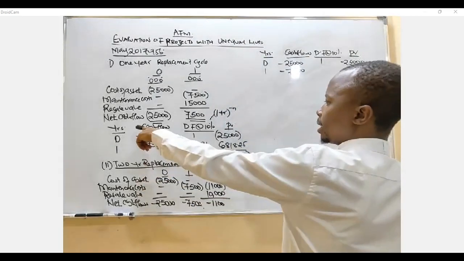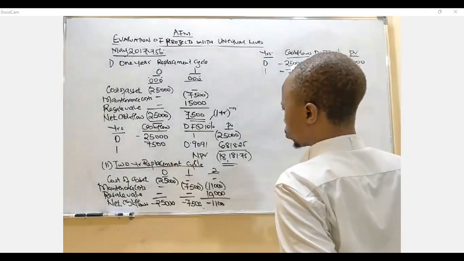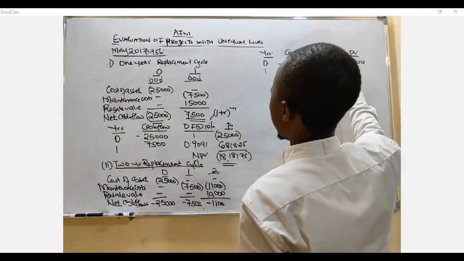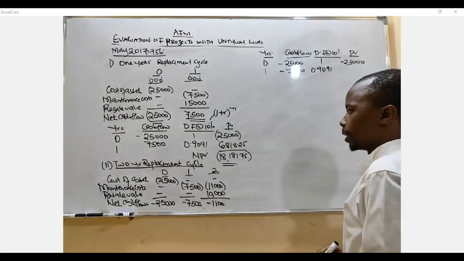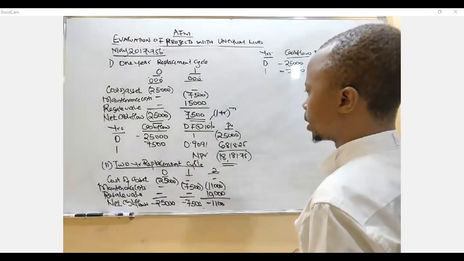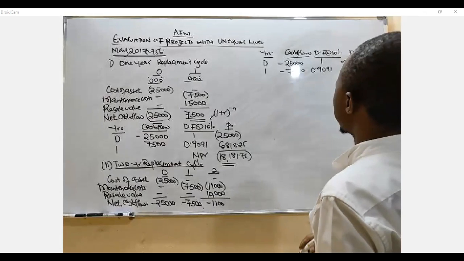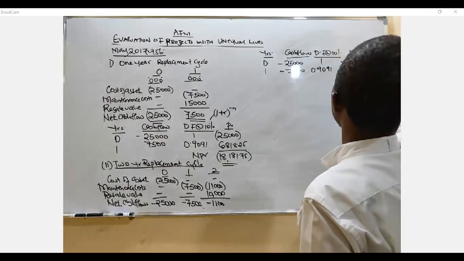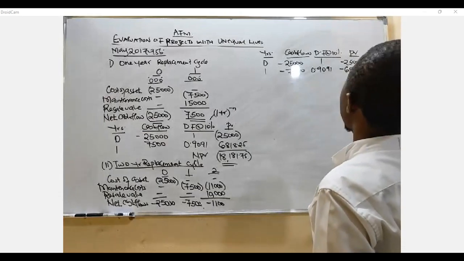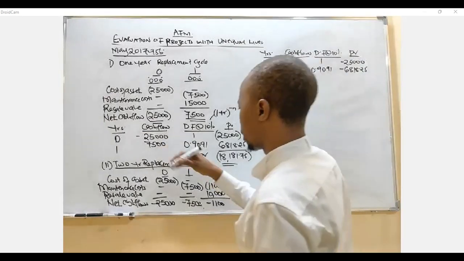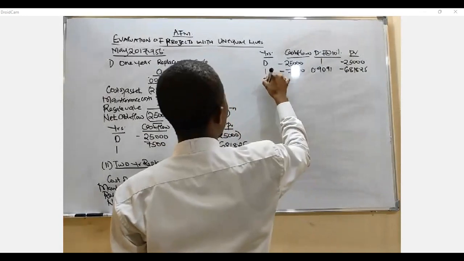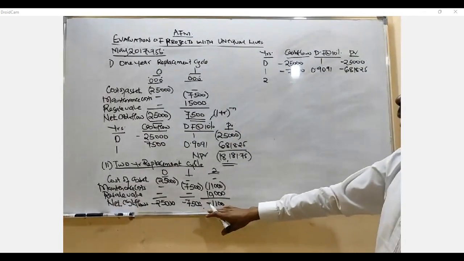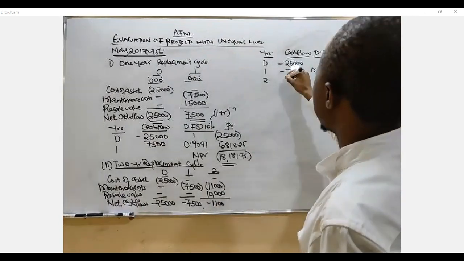When I look at it, the discount factor, I'm not going to repeat computing it. It should be 0.9091. With 7,500, it should be negative 6,818.25. Just try to compute. Then we go to year 2, and at year 2, you can check it here. Year 2, we had a negative 1,100.